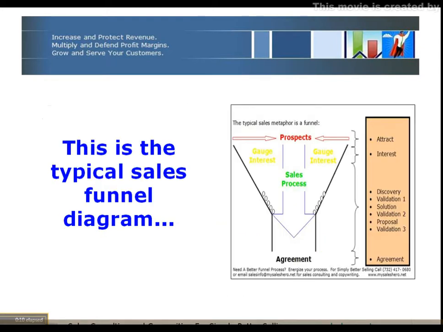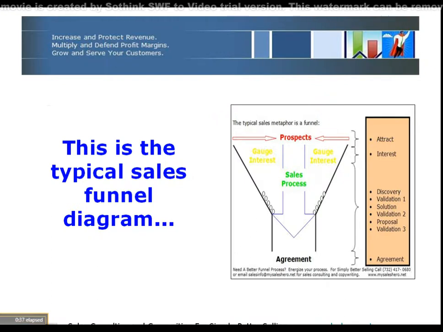This is the typical sales funnel diagram. Prospects at the top. You're gauging interest, figuring out if there's some real need there as you move through the sales process down to agreement. If you look over to the right, you're going to see that the top part of that funnel is the attract and interest, with the heavy lifting happening below with discovery and validation, solution and validation, proposal, negotiation and validation, and finally agreement. Well, this funnel doesn't really show that most of the big work is happening at the top during the attract and interest, even though the heavy lifting's happening below.